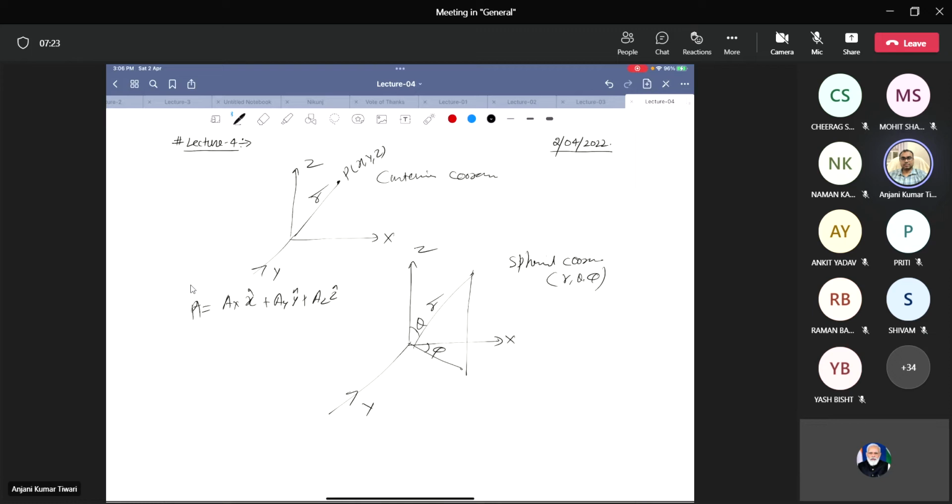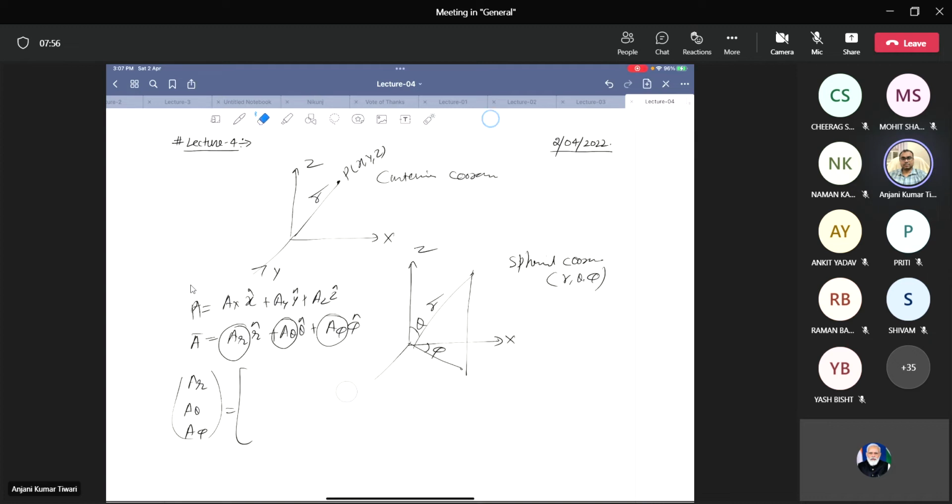Well, of course, it is A_r r-cap plus A_theta theta-cap plus A_phi phi-cap. This is how we represent the vector. But then we have to find out what A_r, A_theta, and A_phi are. So there is a transformation for A_r, A_theta, A_phi. And what is the transformation?